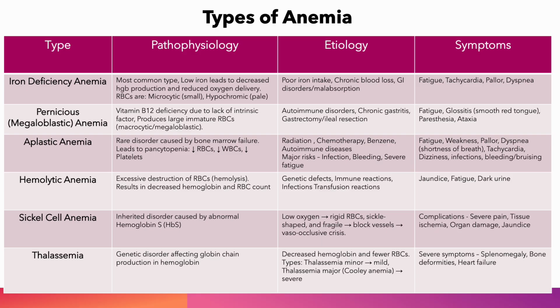blood cells, right? So they're not mature enough to carry enough oxygen. Neurologic symptoms are common in this type of anemia. Aplastic anemia occurs when the bone marrow fails, leading to pancytopenia. These patients are at risk for infection, bleeding, and severe fatigue because they're not getting enough oxygen.